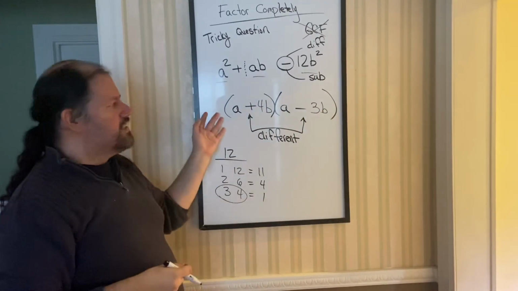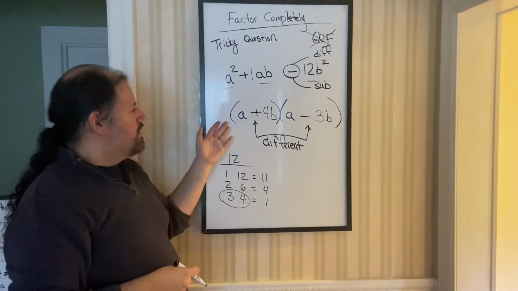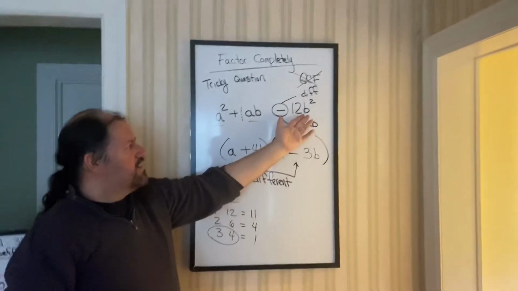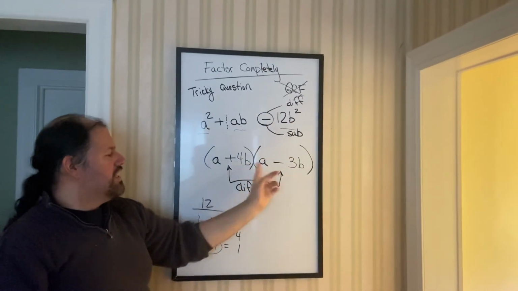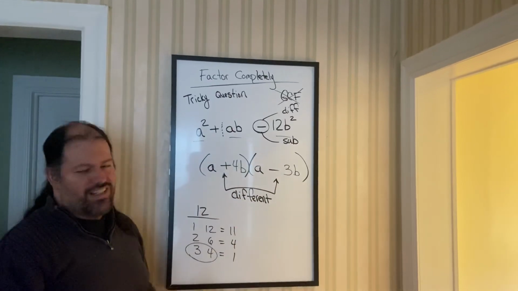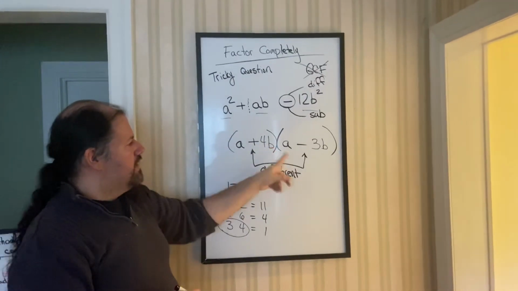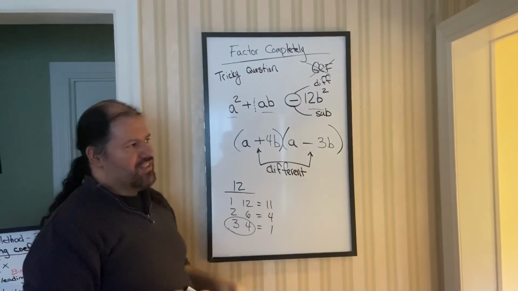So this makes it a little tricky. 1, that you had to put in that imaginary 1 there. And 2, because we had 2 letters, if this is B squared, you break it evenly, but put it as the second part of each of the binomials. So this is our final answer. A plus 4B, and then A minus 3B as your 2 factors.